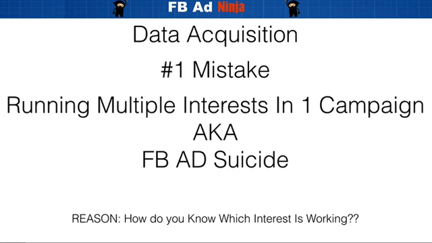Number one mistake that everyone makes when they set out for data acquisition is they run multiple interests in one campaign. So you'll have a campaign, and as I showed you in the earlier video where I put I think Paleo Hacks, Rob Wolf, and Mark Sisson, all down as interests in the same advert. Well, that's ad suicide, because how do you know which interests are getting people to click? Because some interests will get lots of clicks, others won't, because people are more engaged.